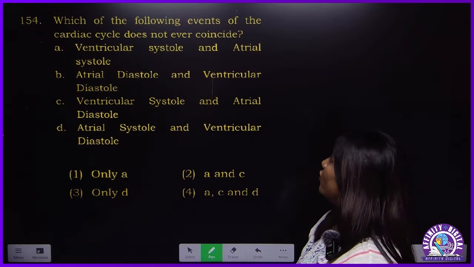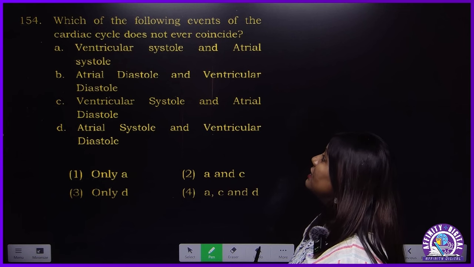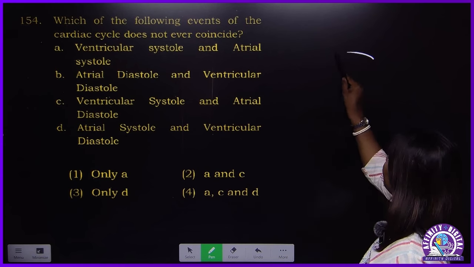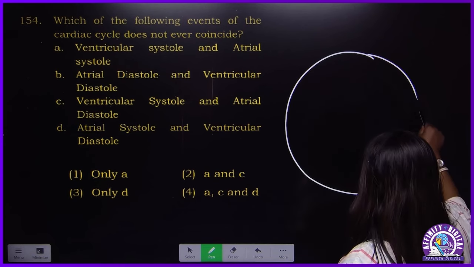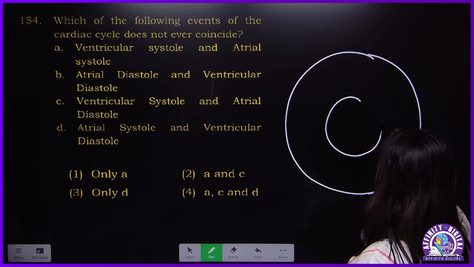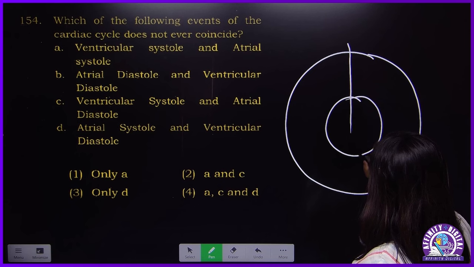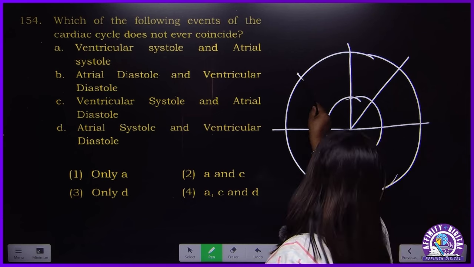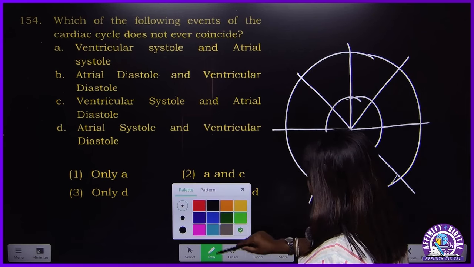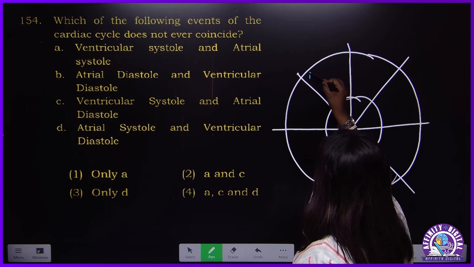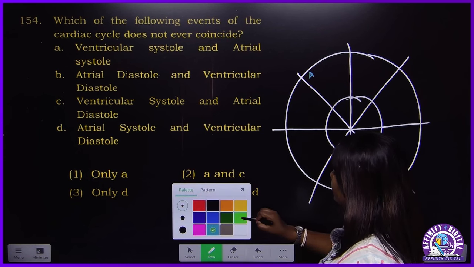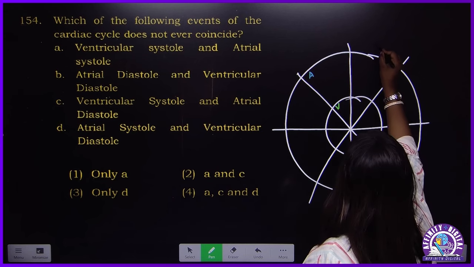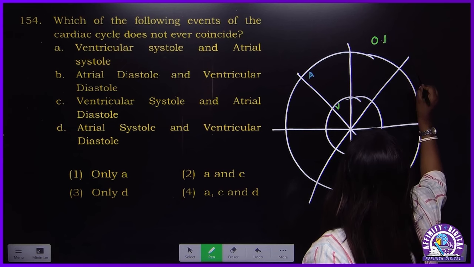Question number 154. Which of the following event of the cardiac cycle does not ever coincide? कभी वो coincide नहीं करेगा. So for our help, we will make 2 circles, one inside another. We will divide the circle into 8 halves. बाहर का जो circle है, it is represented by atrium, and अंदर का जो circle है, it stands for the ventricle.